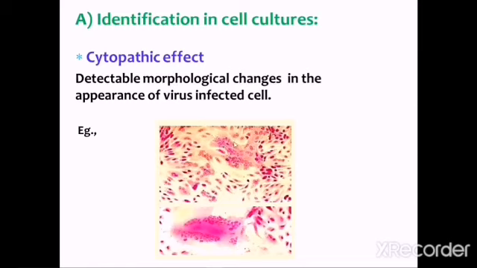There is formation of a syncytium, fusion of infected cells with adjacent cells to form giant cells containing several nuclei. Another example is rounding and aggregation of cells into grape-like clusters. So these are the examples of cytopathic effect.